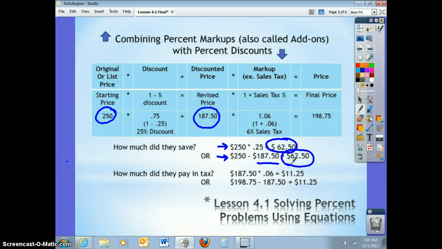The other thing besides how much did I save, you could say, well, how much did I pay in tax? Well, if the item's discounted price was $187.50, and I paid 6% sales tax, then I paid $11.25 in sales tax. Second way of looking at it, my final price was $198.75. My pre-tax price was $187.50. So the amount in the final price that was tax was $11.25. Again, two different ways to calculate the same thing.